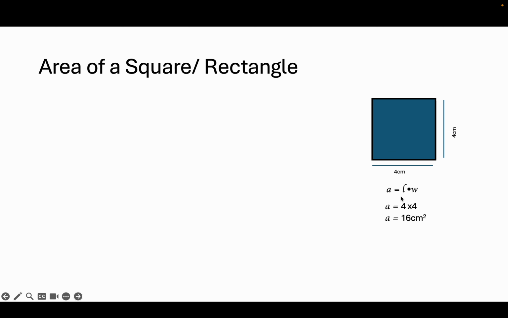So our area formula is length, 4 centimeters, times width, 4 centimeters. So area equals 4 times 4. We all know 4 times 4 is 16. So now our area is 16 centimeters squared, because the inside is squared. Not just regular centimeters, it's centimeters squared, because it's area, not a straight line.